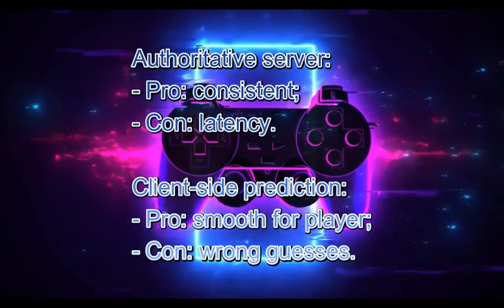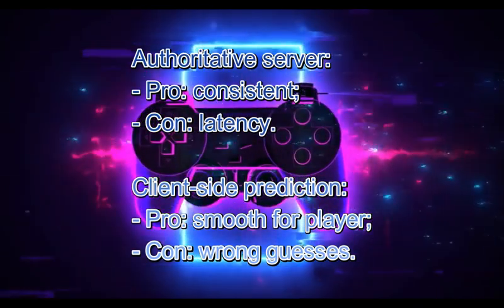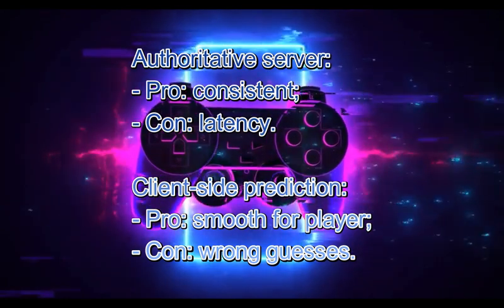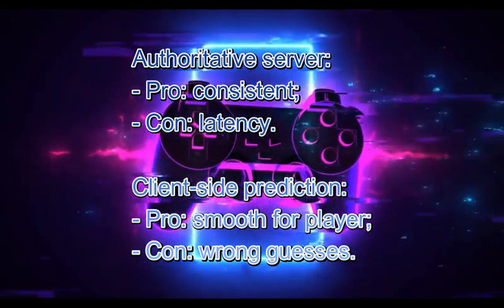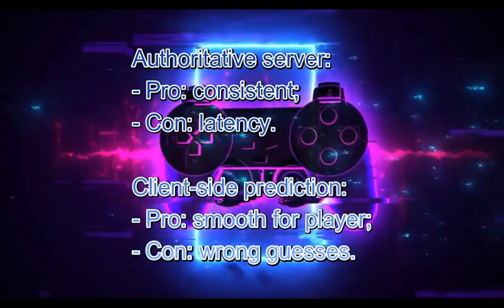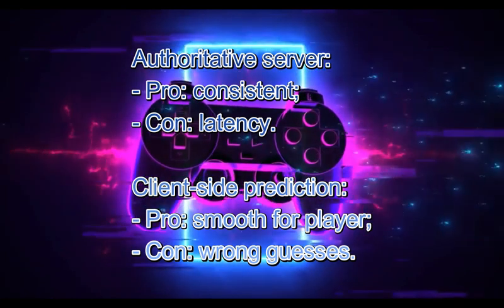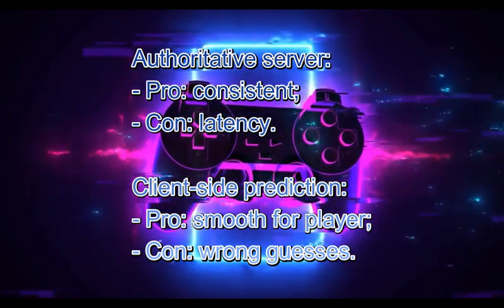Two main networking strategies are relevant: authoritative server and client-side prediction. In an authoritative server model, the server is the source of truth. Clients send open or close requests. The server validates and broadcasts the resulting state. This is consistent but can feel sluggish if latency is high.